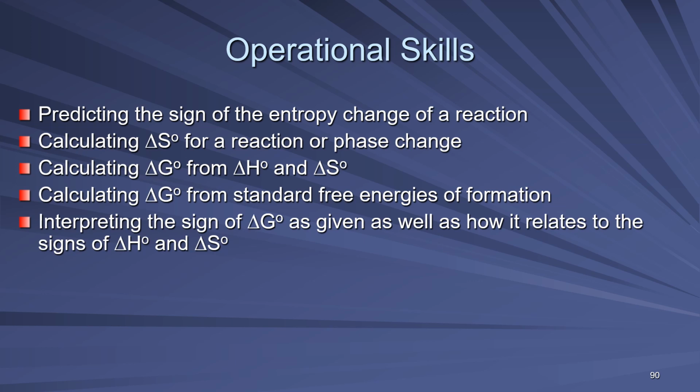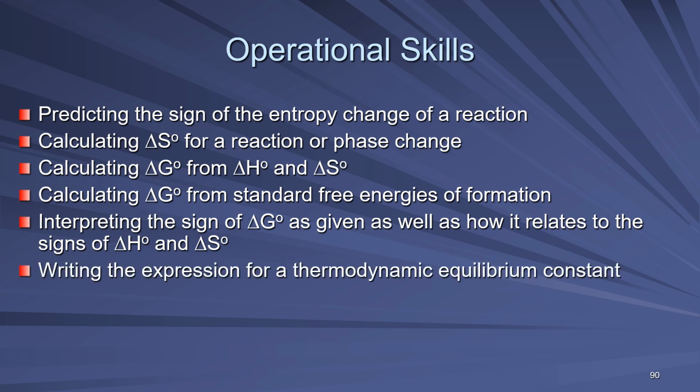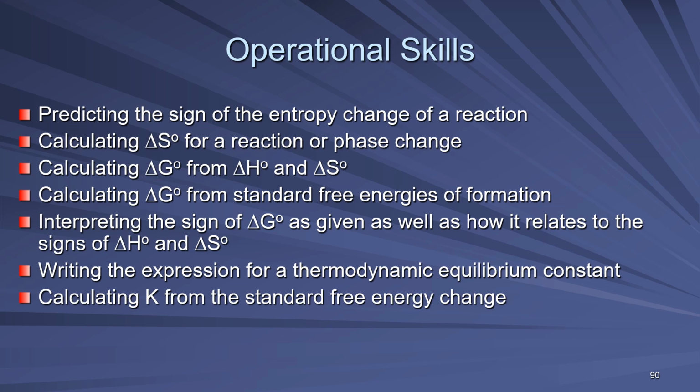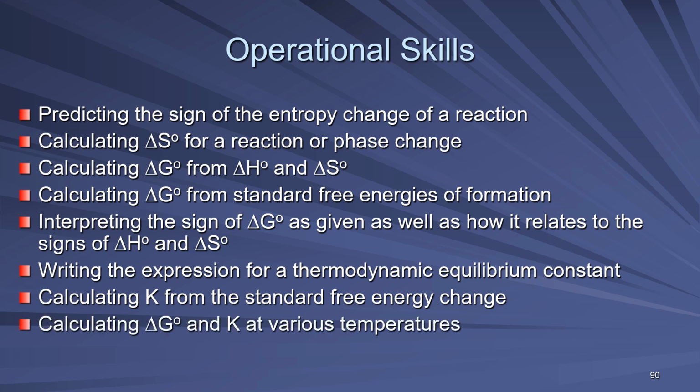Be able to interpret the sign of delta G, meaning knowing if it's spontaneous or not spontaneous, and also how it relates to the signs of delta H and delta S. That's that table that I introduced a while ago. Be able to write expressions for a thermodynamic equilibrium constant, and be able to calculate K if you know delta G, and be able to calculate delta G if you know K. And then be able to calculate delta G at various temperatures from delta S and delta H, and also be able to calculate K at whatever temperature if you know delta G. So I believe that's the end of that.